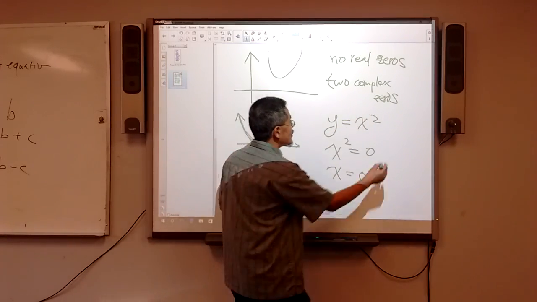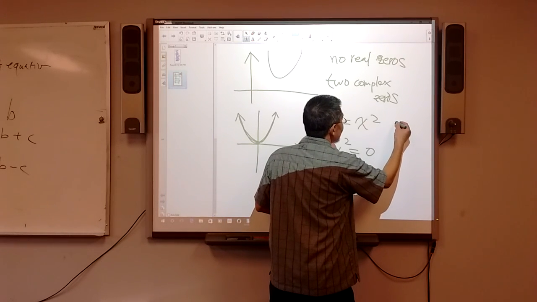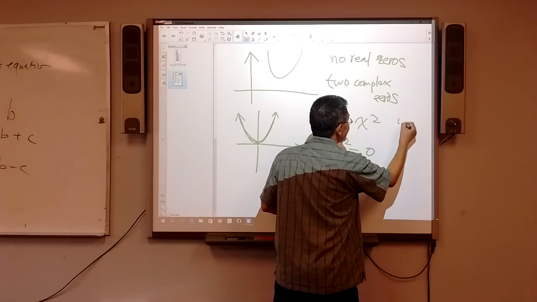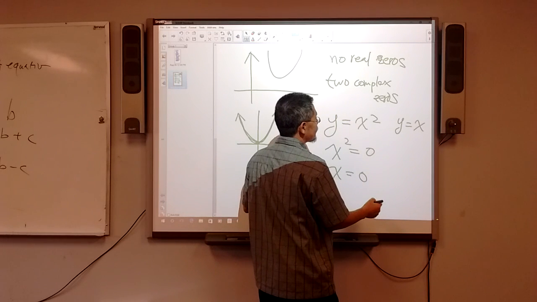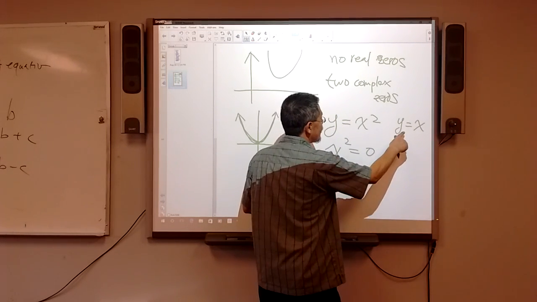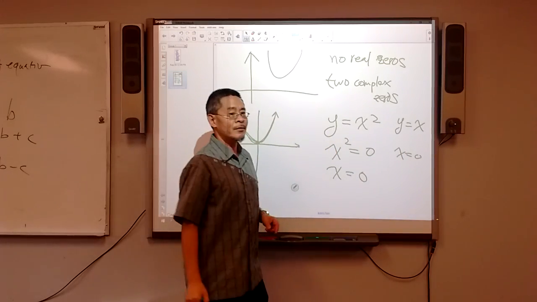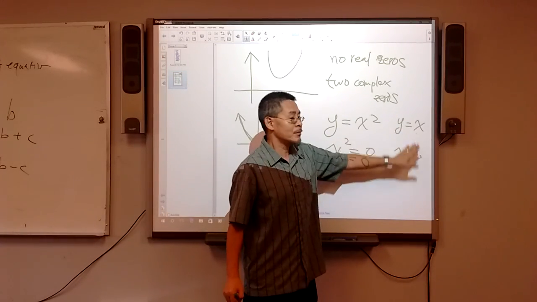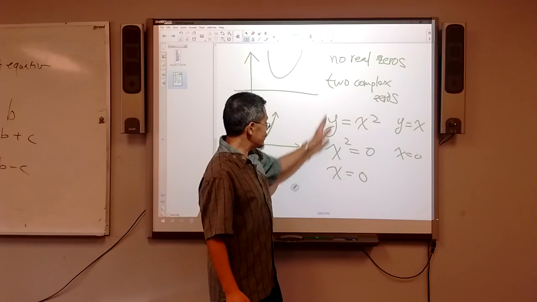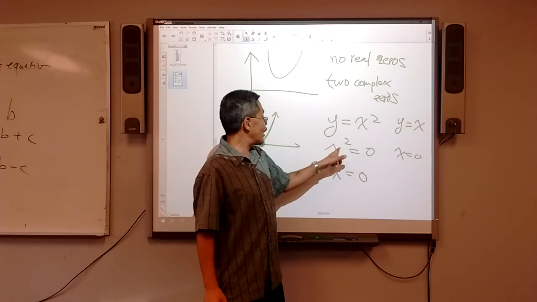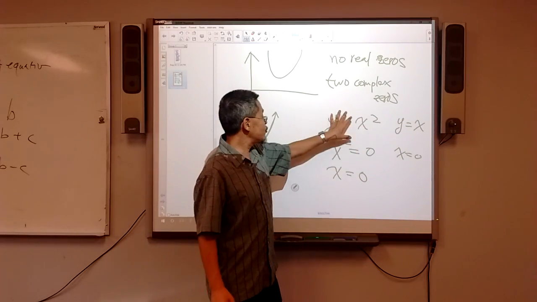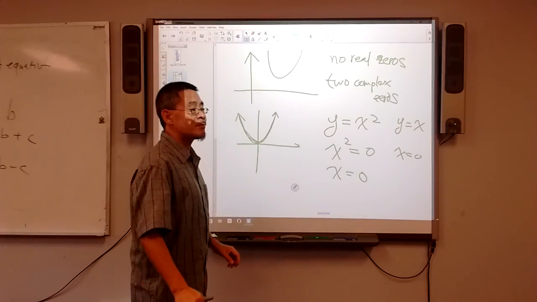This is different from this function. For this function, x equal to 0 gives a single zero. But the x squared one is called a double zero, because I have x squared in there. These two functions are different, okay?